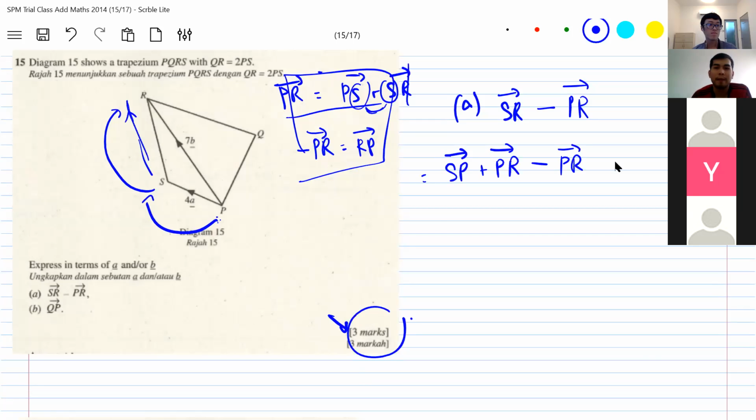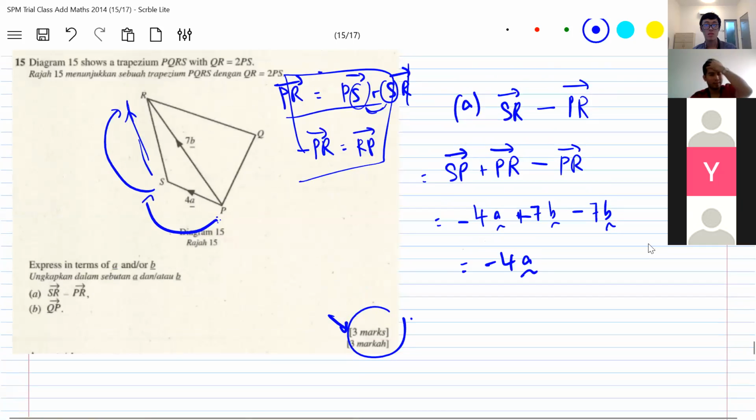So then you look at what is SP. PS is 4A, so SP would be the negative of 4A. PR is 7B. Minus PR is the minus of the vector, so you get plus minus 7B here. Therefore, your answer is minus 4. It's actually that simple, to be honest.